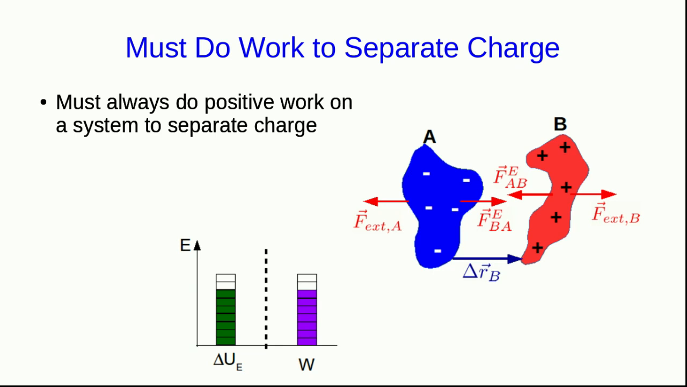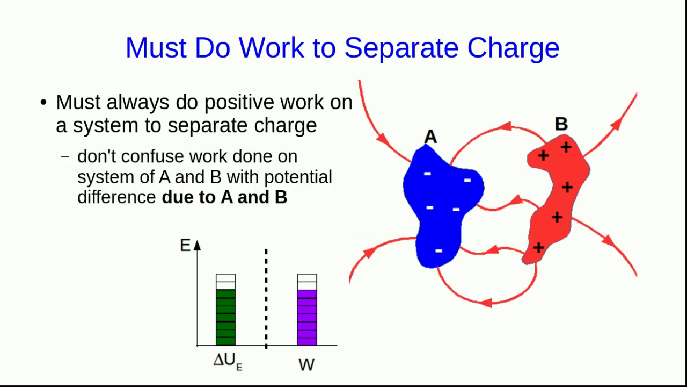Note that once these are separated, there is now an electric field around them, and that will interact with other objects. But don't confuse the work done on the system of A and B with the potential difference due to A and B. These are different things. We did work on A and B, and so they gained electric potential energy.